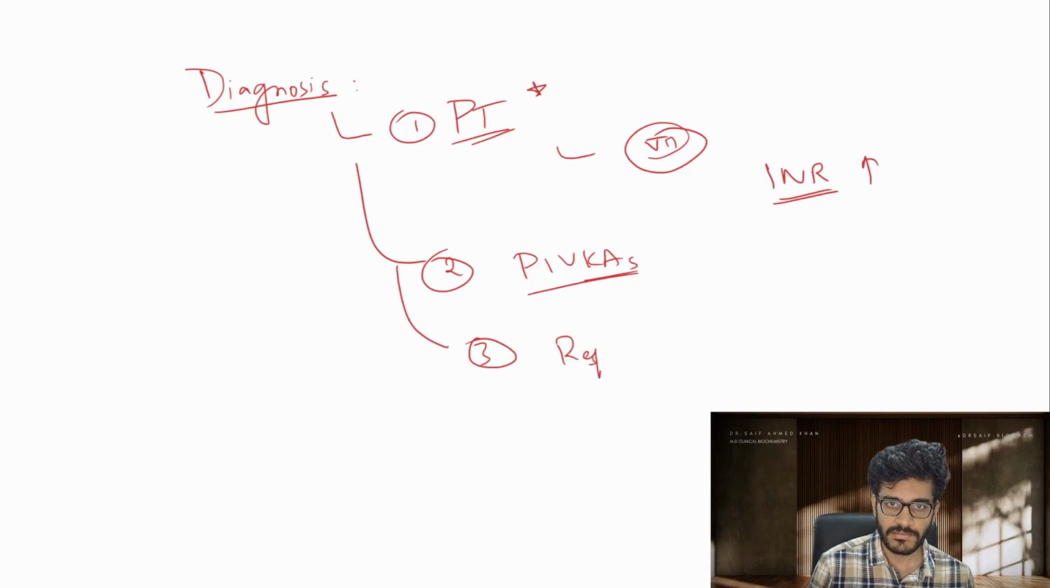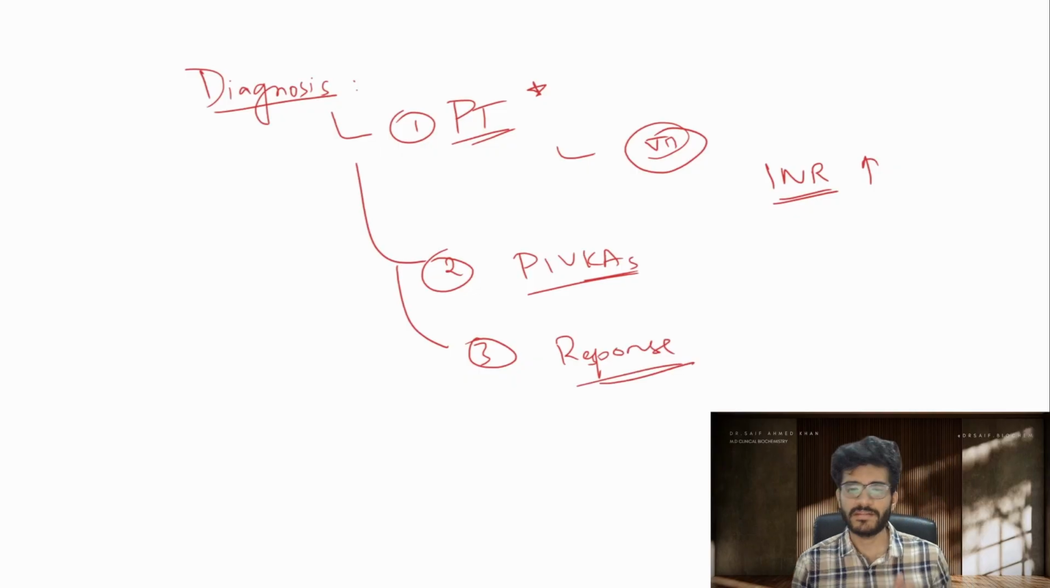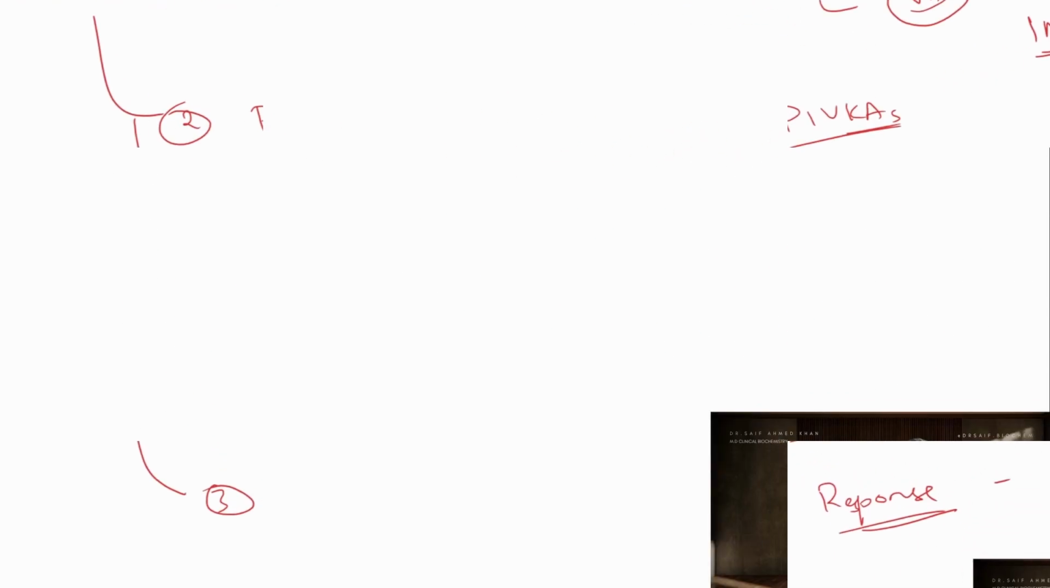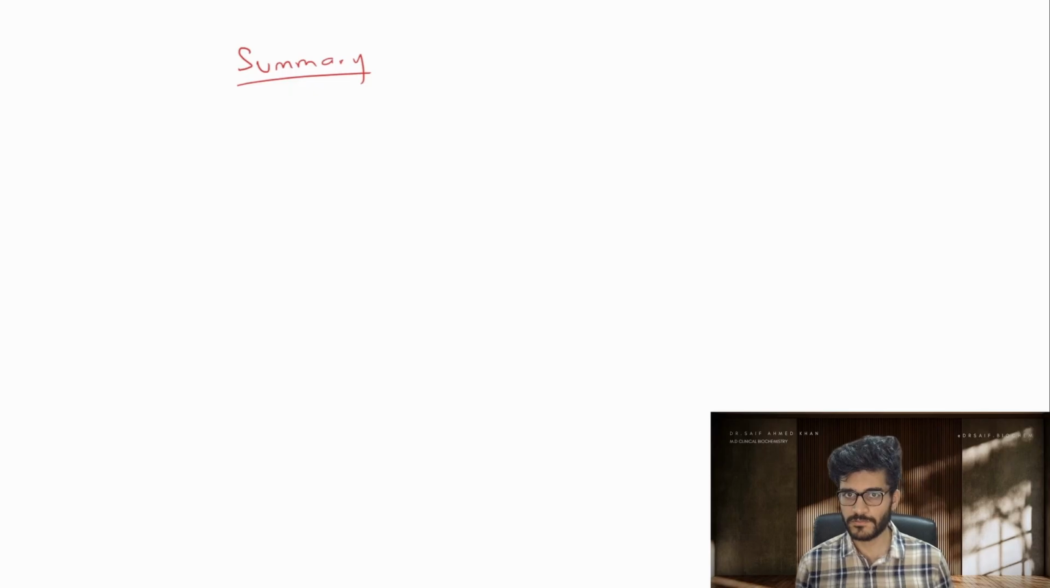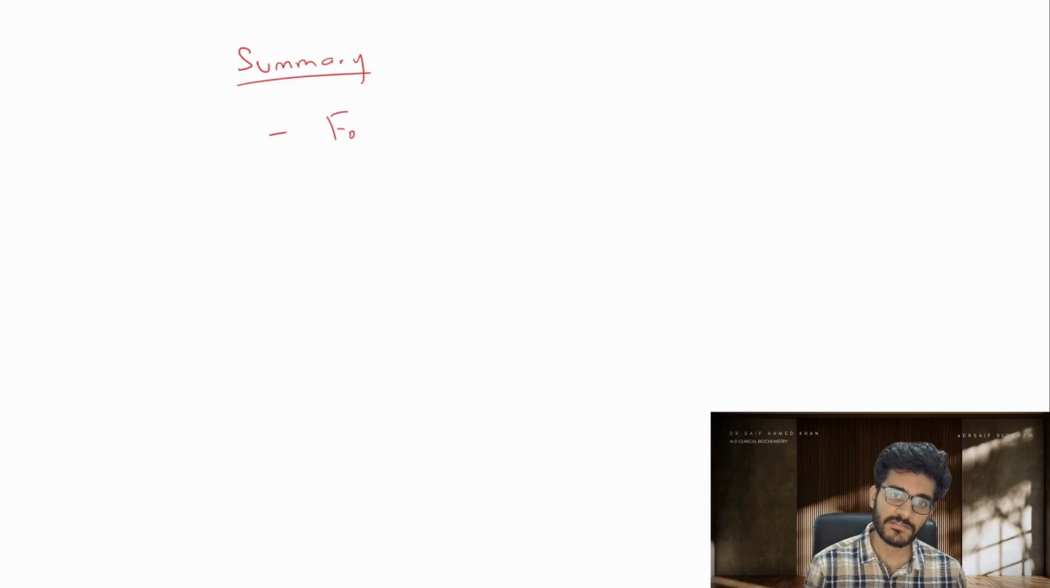Then lastly, there is a response to vitamin K administration. A rapid correction of PT after vitamin K injection confirms the diagnosis. Finally, let's end this topic with a high yield summary like always. So what we learned is there are various forms of vitamin K, right? There's K1, K2 and K3.